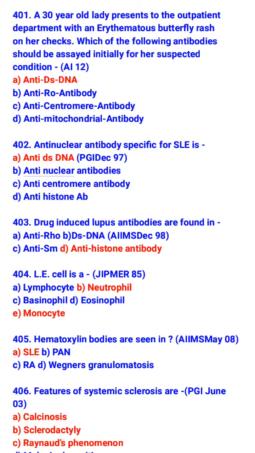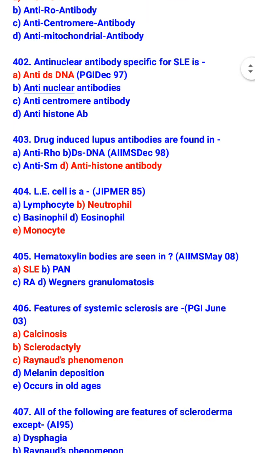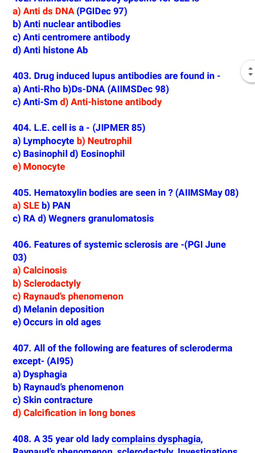A 30-year-old lady presents to the outpatient department with an erythematous butterfly rash on her cheek. Which of the following antibodies should be assayed initially for her suspected condition? Anti-dsDNA. Anti-nuclear antibody specific for SLE is anti-dsDNA. Drug-induced lupus antibodies are found in anti-histone antibody. LE cell, that is lupus erythematosus cell, is a neutrophil monocyte. Hematoxylin bodies are seen in SLE.